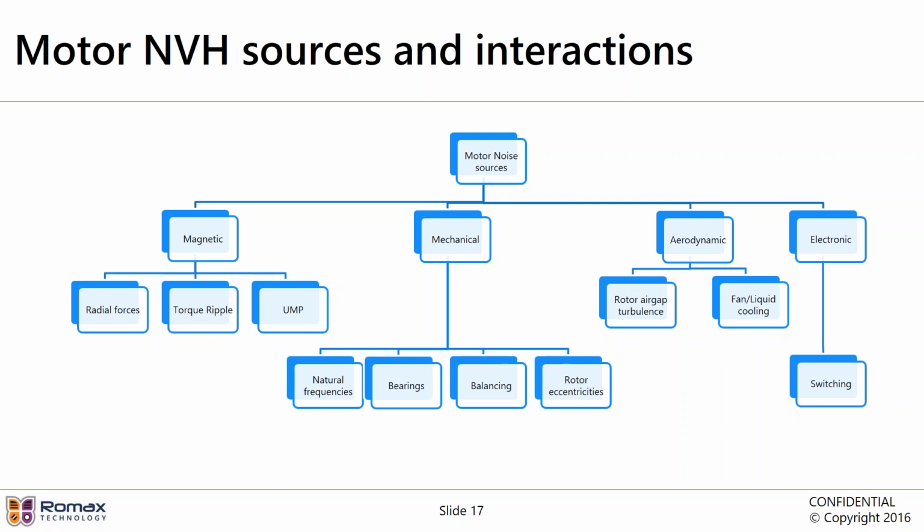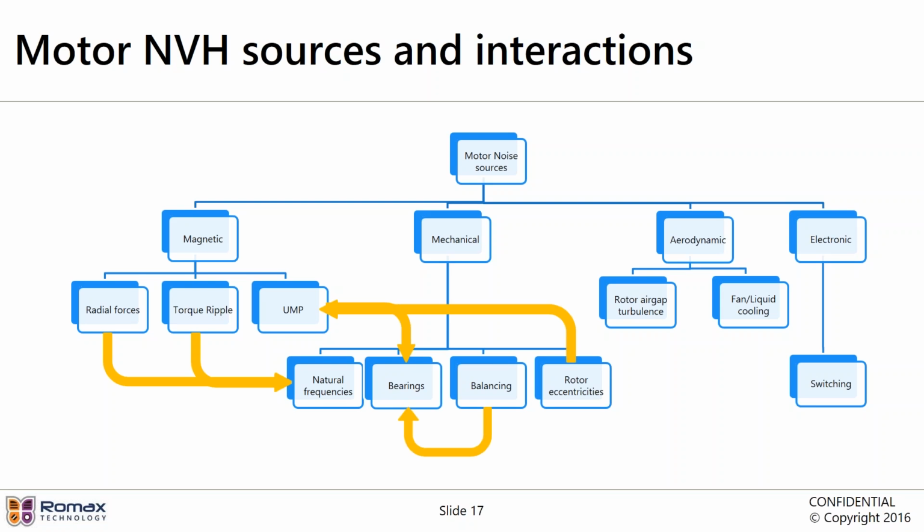On motor NVH sources, we find that these are more varied. They can be split into magnetic, mechanical, aerodynamic, and electronic sources. We'll look at magnetic sources in a bit more detail. These include torque ripple, unbalanced magnetic pull, and radial forces.